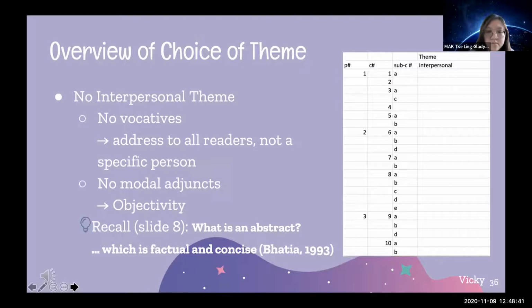Next, we observe that there is no interpersonal theme. Interpersonal themes are usually vocatives or modal adjuncts. None of these has appeared in the text. There are no vocatives because this text doesn't address a specific person. This abstract is not like a personal letter. It's for all readers of this book. At the same time, we can't find any modal adjuncts here because an abstract is supposed to be factual and concise. Therefore, modal adjuncts are not used here to avoid implying any personal opinions.